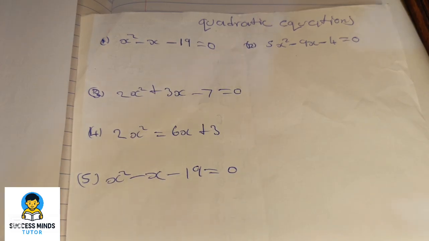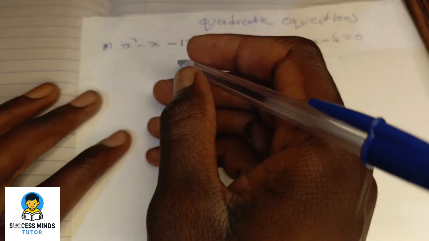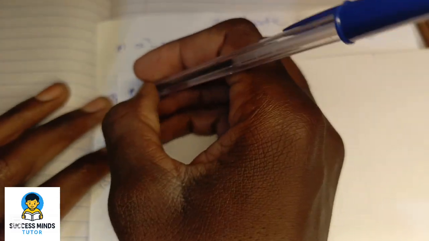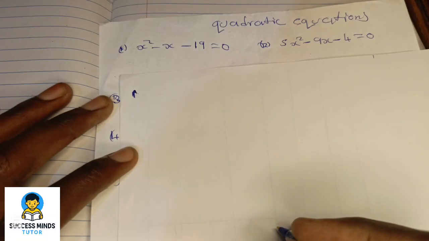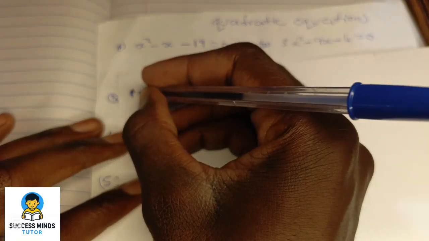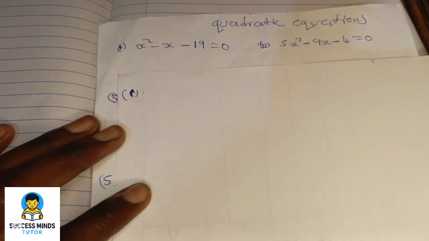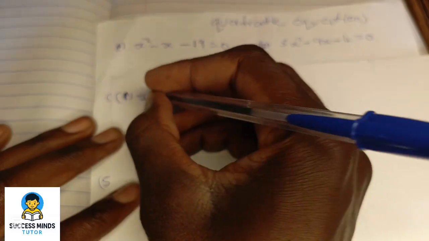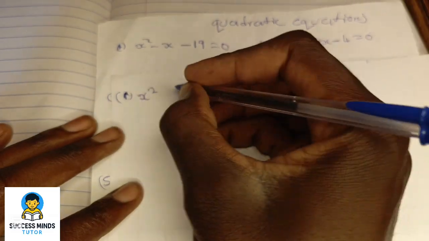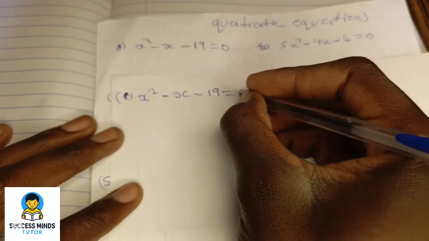Okay? So here we're going to do quadratic equations. We'll start with number one. Hope you can see it there. So this number one is going to be x squared minus x minus 19 equals 0.